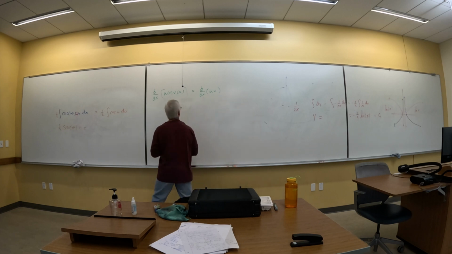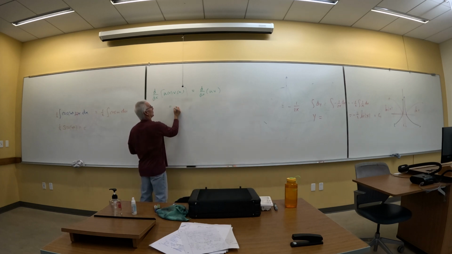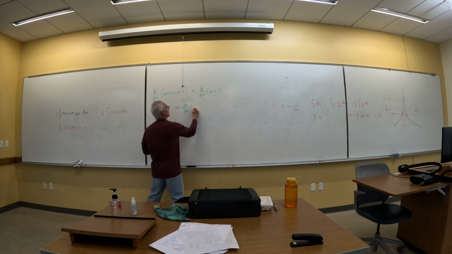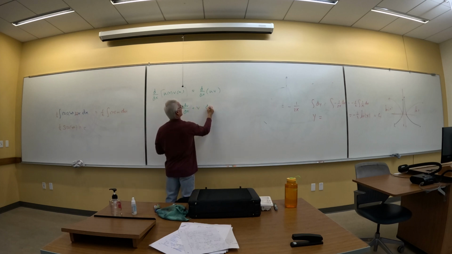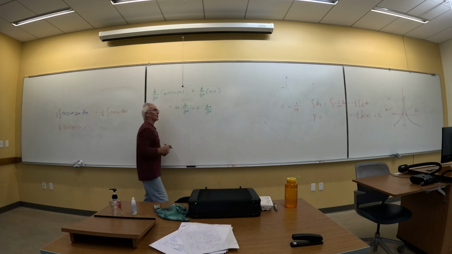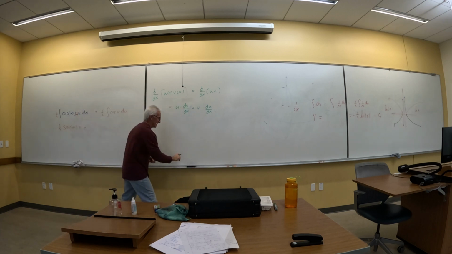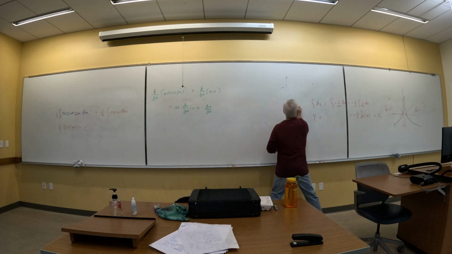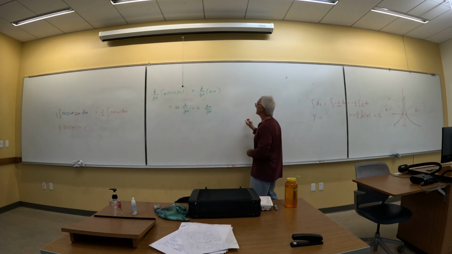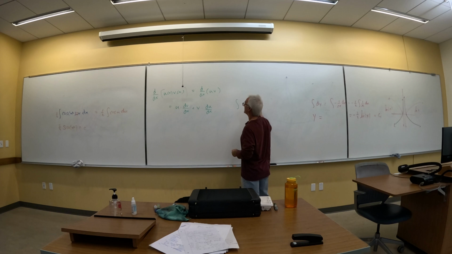But now let's apply the product rule. Product rule is first times the derivative of the second plus the second times the derivative of the first. We all agree with that? Okay, great. Now, I want to integrate both sides. Oops, sorry. I'll write it this way. I'm going to integrate both sides.